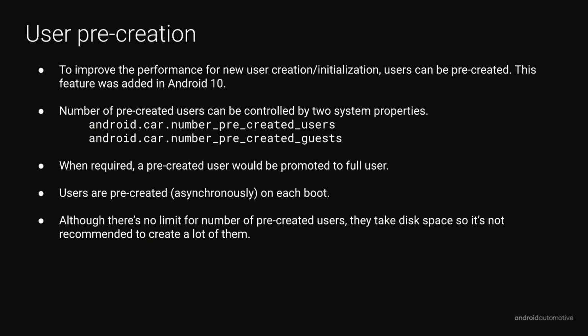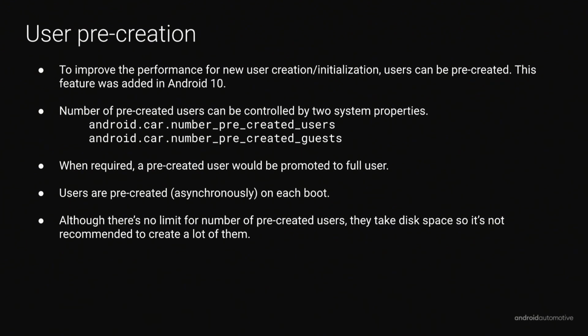Creating and switching to a new user, either a guest user or a regular user, is a relatively slow operation. To improve the performance for new user creation, users can be pre-created. This feature was added in Android 10. The number of pre-created users can be controlled by two system properties, number pre-created users and number pre-created guests. The advantage of user pre-creation is that when a user creation is requested and a pre-created user exists with a similar flag, the pre-created user can just be promoted to a full user, and this is a much faster operation.